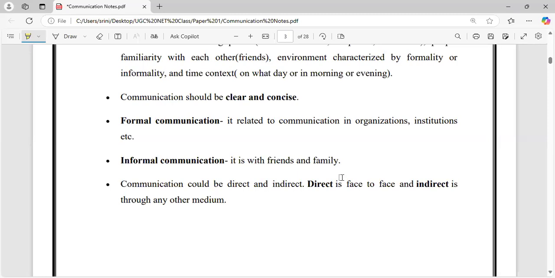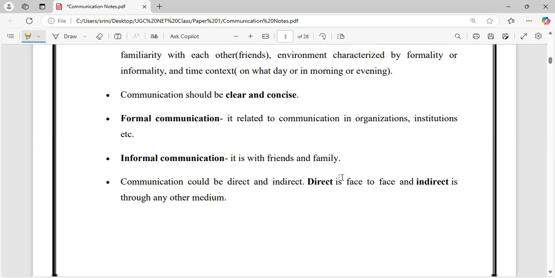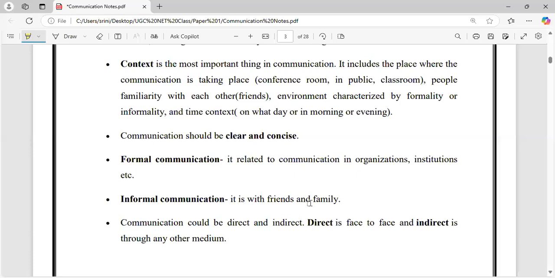And communication could be direct and indirect. Direct is face to face, and indirect is through any other medium. In direct, we are going to see one face, and we are going to make our statements. If it is indirect, we can use letters, emails, messages. Those are indirect communication. And then informal communication is mostly preferred, and it also involves gossips.